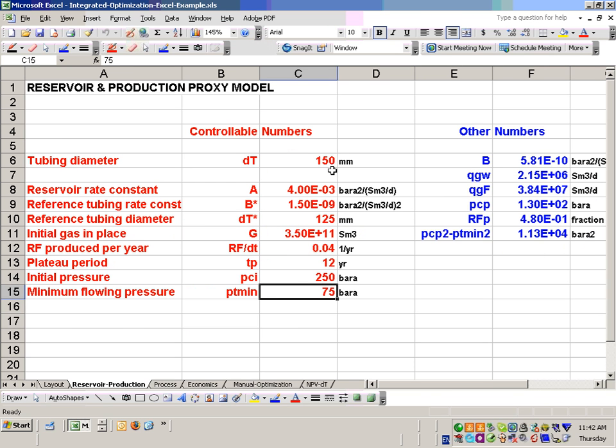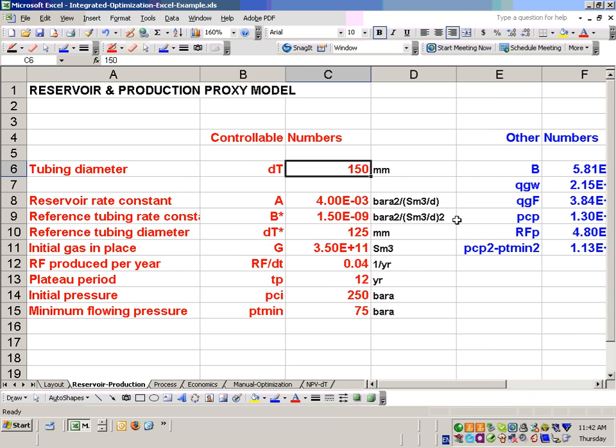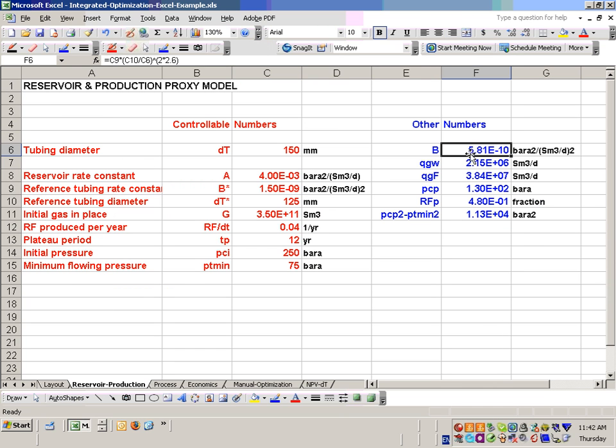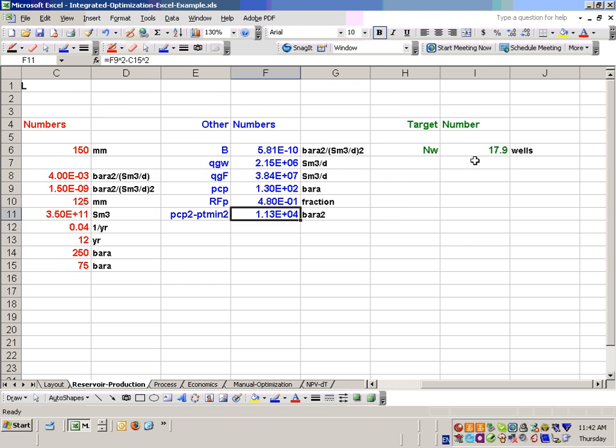You change any of these numbers. This is the B correcting for the tubing diameter. This is the well rate at the end of plateau. That's the field rate. That's the average pressure at the end of plateau. That's the total recovery factor at the end of plateau, and that's the pressure drop at the end of the plateau. Based on that, we can calculate the number of wells required, which is the field rate divided by the well rate.